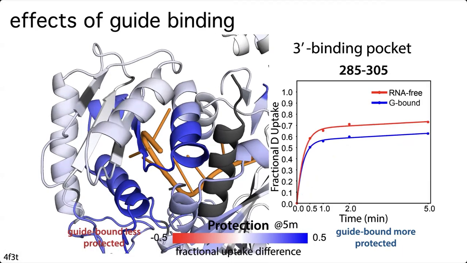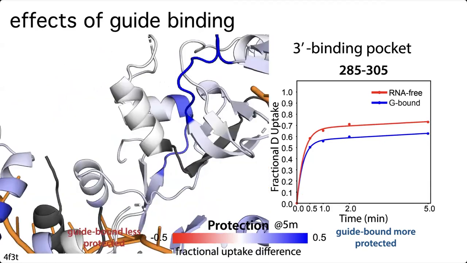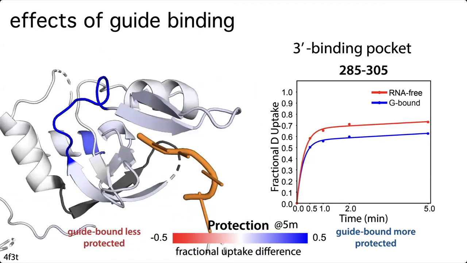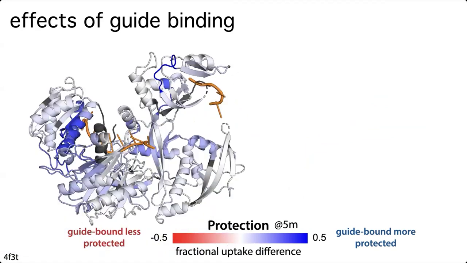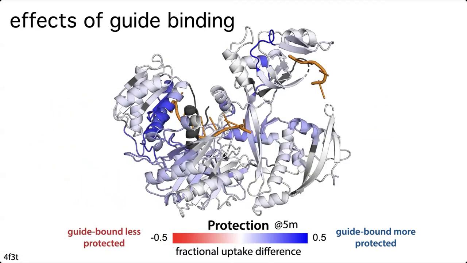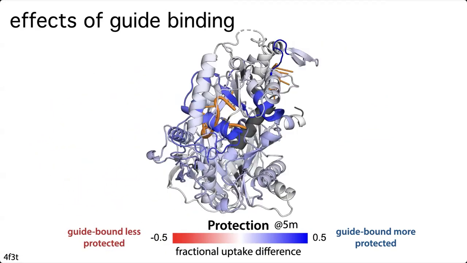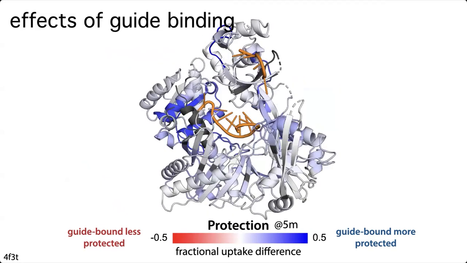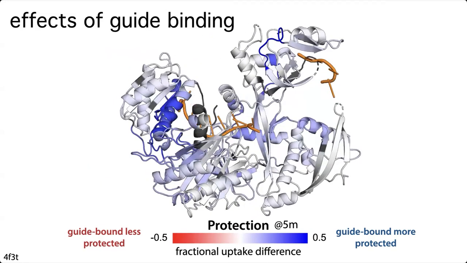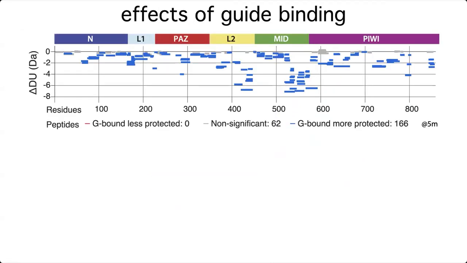We see similar but not quite as dramatic effects in the 3' binding pocket, where you have protection being offered by the guide binding. And overall, we see that the guide binding is going to help certify the argonaute protein and introduce more secondary structural elements, likely protecting the protein from exchange.